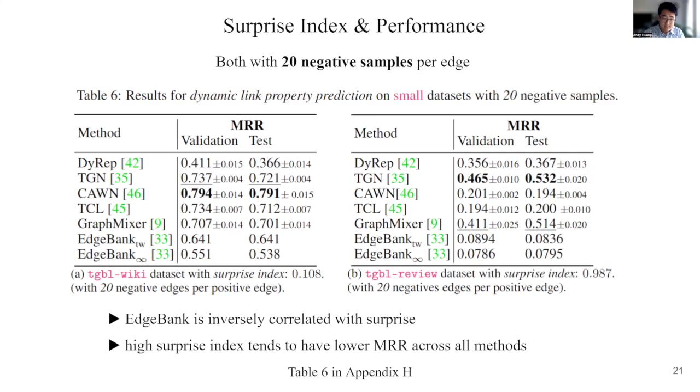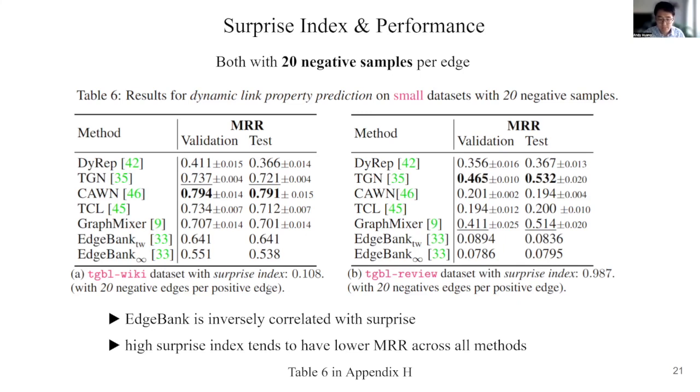And we can see that the methods that perform really well on the wiki dataset, such as TGN and CAWN, actually have a very significant reduction of performance on the review dataset. And also the best performing method, CAWN, has a drop of more than 50% on the review dataset. So this shows that for a benchmark, it is good to evaluate on datasets with both high surprise index and low surprise index and compare the best model from both of them.